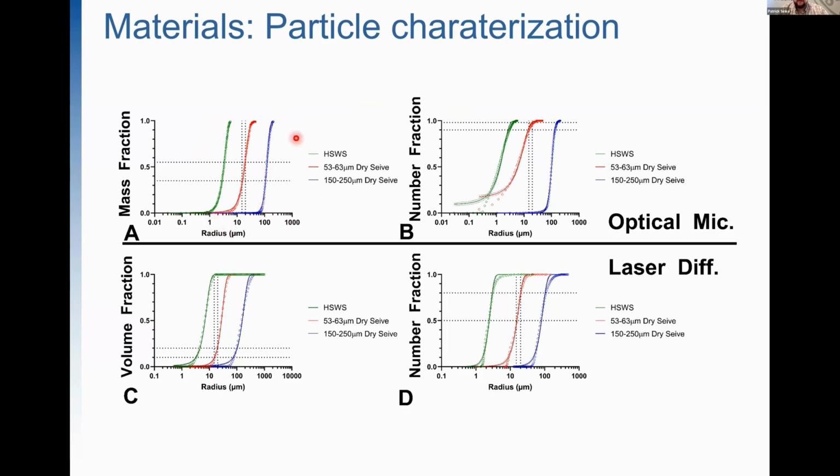In the blue, we have dry sieve, very large particles, which serve as a pure negative case. In this case, all particles are larger than the length scale of the concentration boundary layer. And to challenge the model even further, we made a material that had both particles that exist below and above the concentration boundary layer length scale.